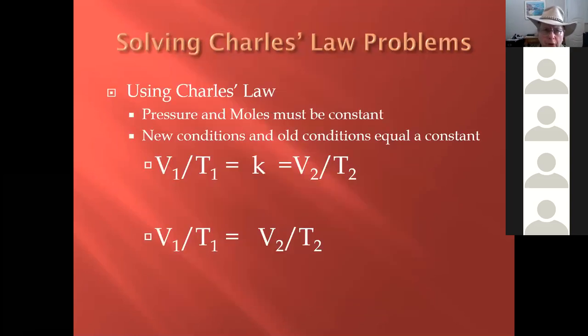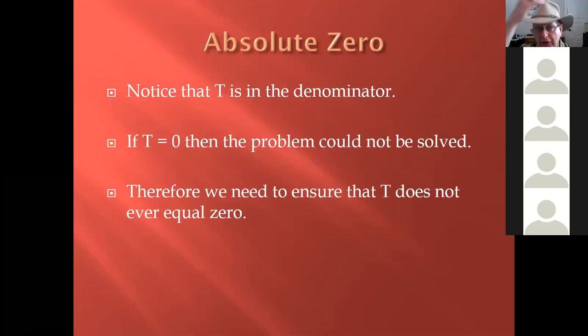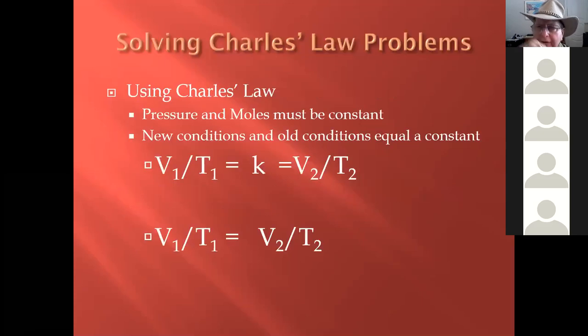So using Charles' law, which relates volume and temperature, pressure and moles must be constant. New and old conditions have to equal a constant, so new conditions are equal to old conditions. If I throw out pressure and moles, what's left is V1 over T1 equals V2 over T2. Note, T is in the denominator.